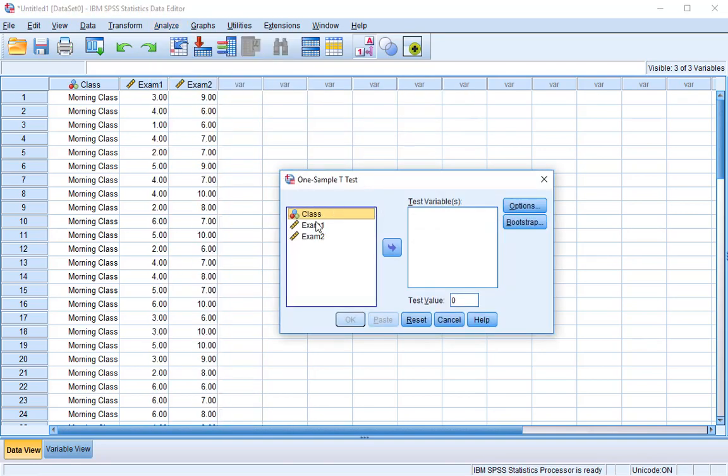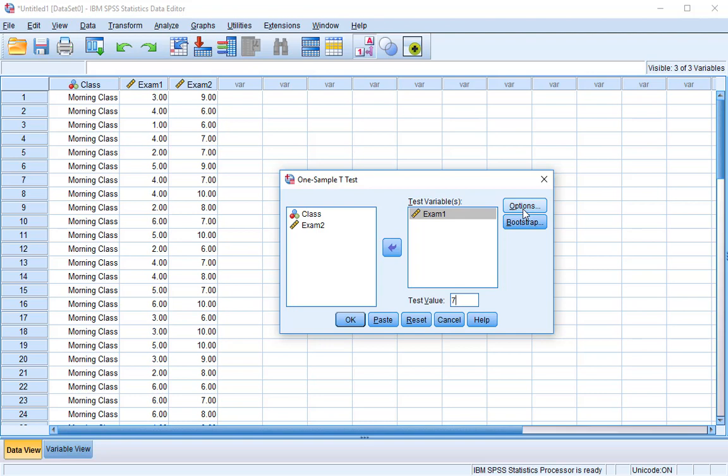Now this window is brought up. We have our test variables, test value, options, and bootstrap. We want to bring over exam 1 because that's our variable of interest. And the test value, well, that's what we're comparing it to. We want to change that to a 7 because remember, we want to see if our particular group scored better or at a 70% level.